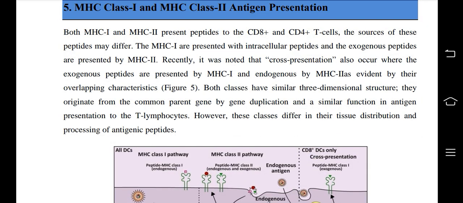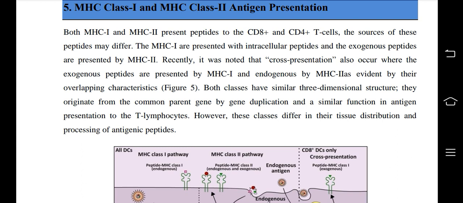MHC class 1 and MHC class 2 antigen presentation. Both MHC1 and MHC2 present peptides to CD8 plus and CD4 plus T cells. The sources of these peptides may differ. MHC1 presents intracellular peptides and exogenous peptides are presented by MHC2. Recently, it was noted that cross presentation also occurs, where exogenous peptides are presented by MHC1 and endogenous peptides by MHC2, evident by their overlapping characteristics.